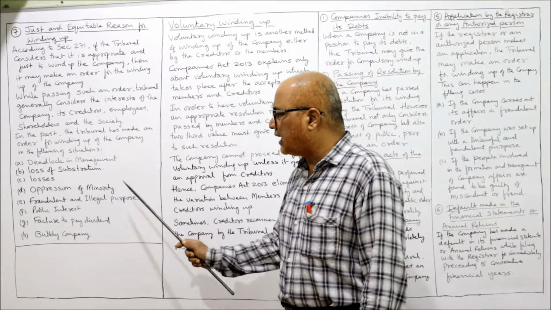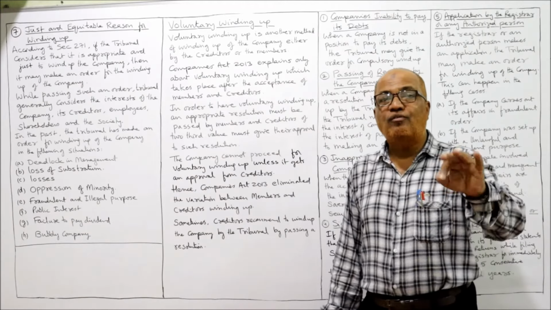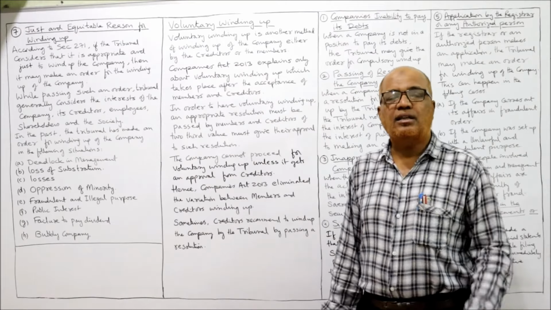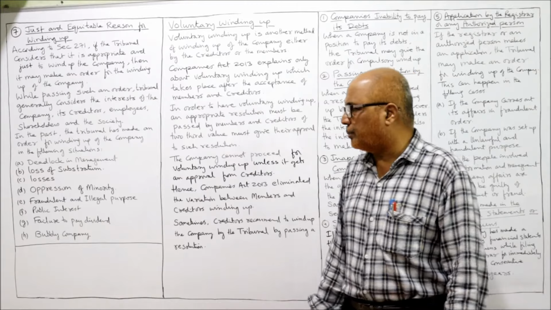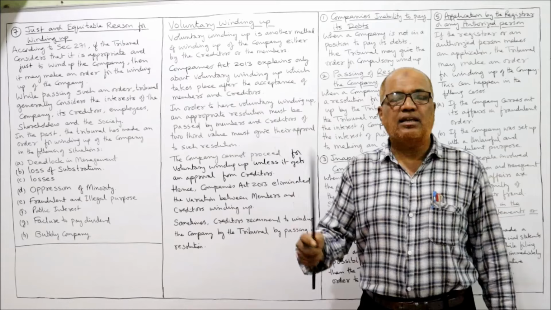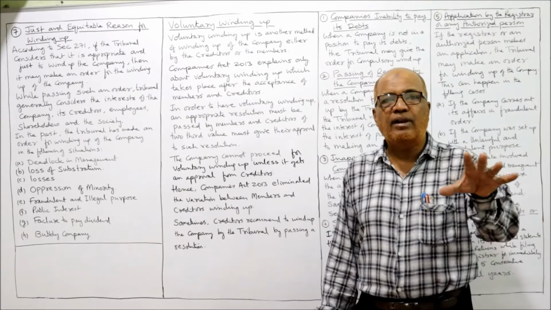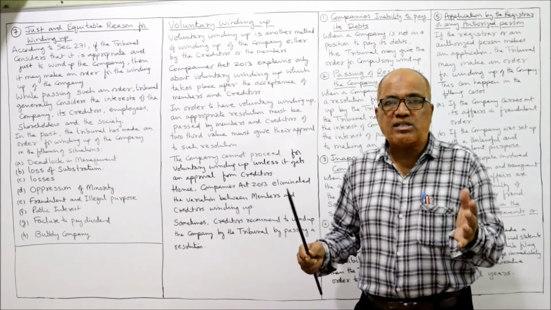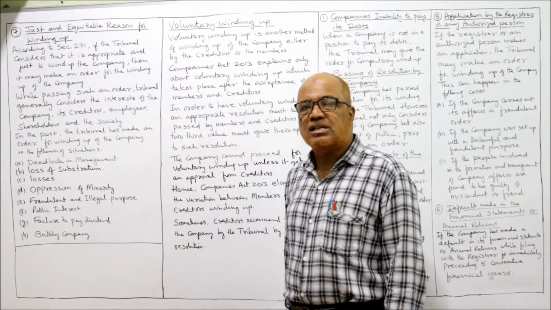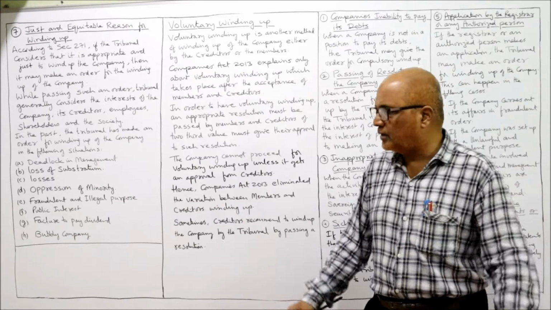Next one is fraudulent and illegal purpose. If a company is formed with a main purpose to commit fraud or some illegal activity, then the tribunal will pass the order that the company should be wound up. Next one is public interest. If the tribunal sees that the company is affecting the public interest, that means the public will incur loss, or the company has been formed mainly to defraud the public, then the tribunal will ask the company to wind up its affairs.